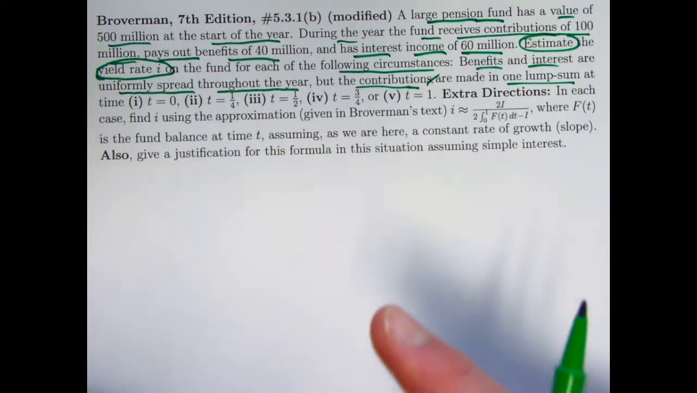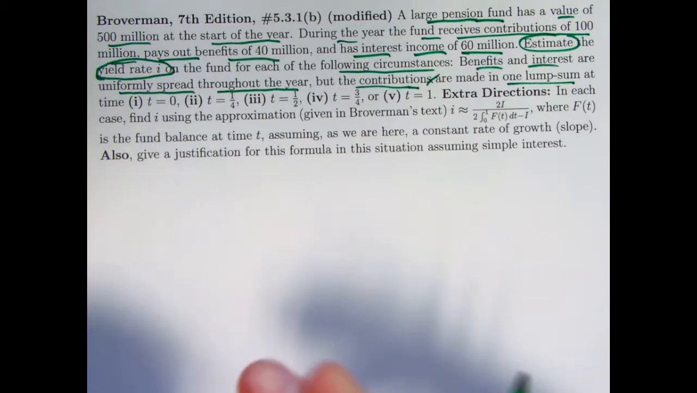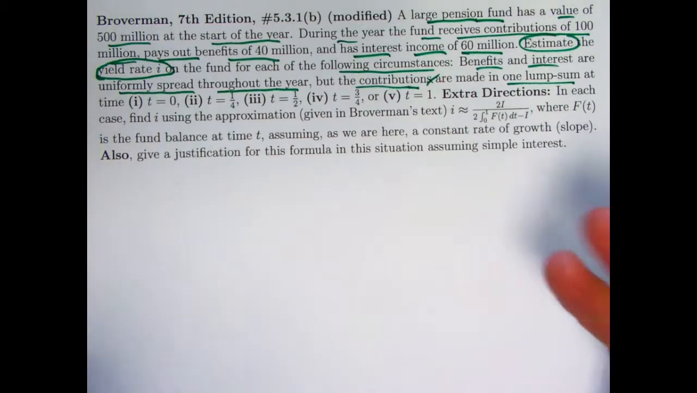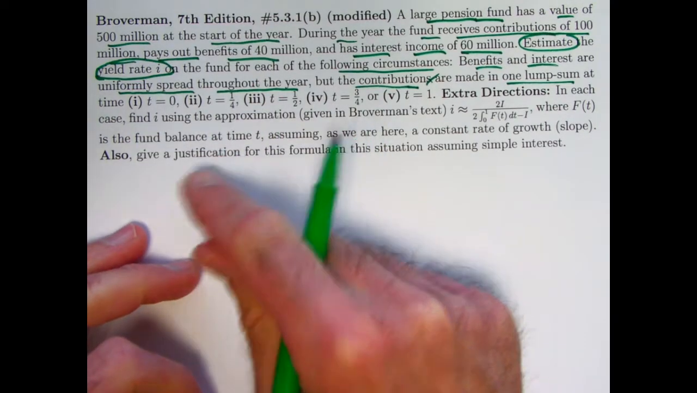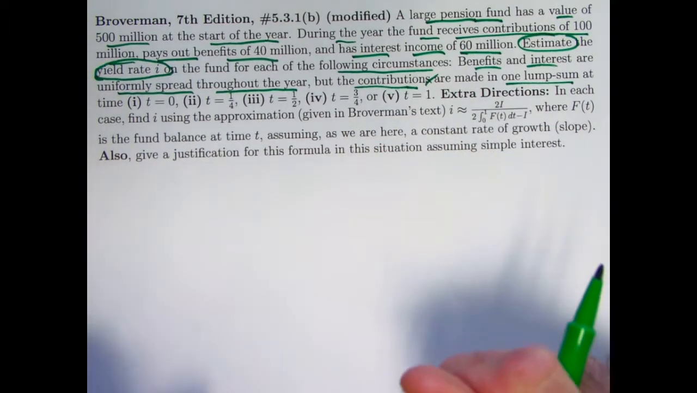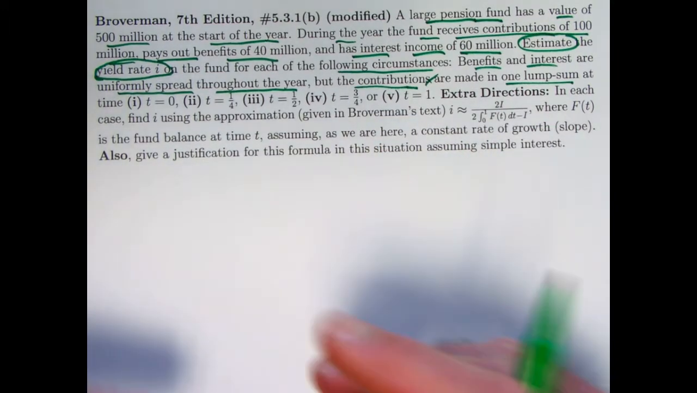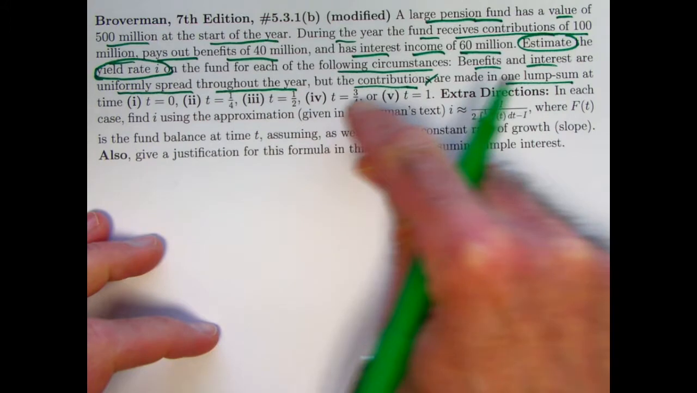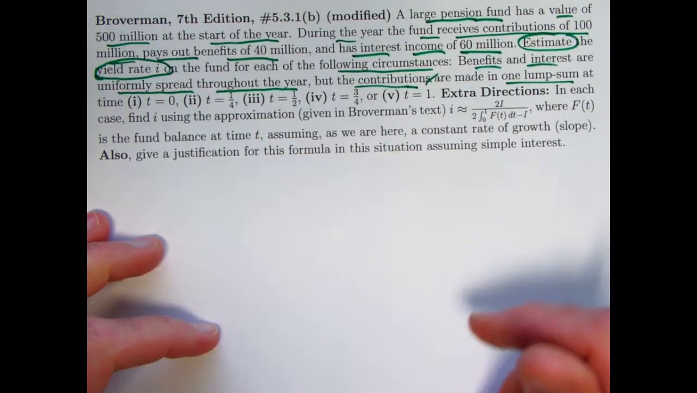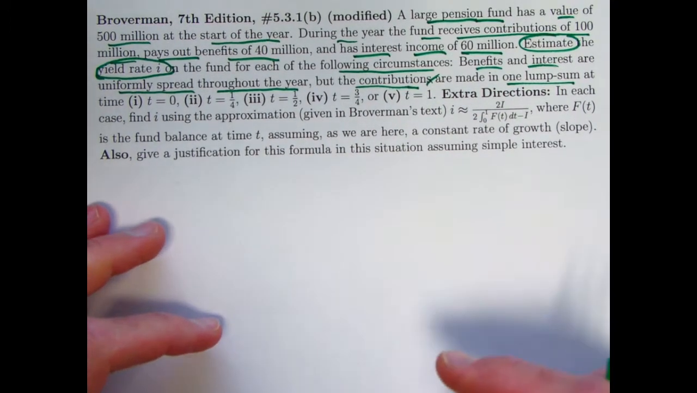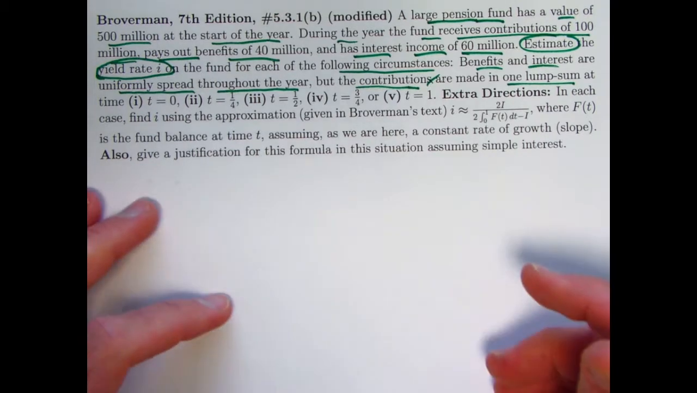I will say that I like to do this by coming up with a general formula for what the yield rate would be at an arbitrary time for this one lump sum contribution, and then use that formula to quickly find the answers for these 5 parts. Okay, that'll be more efficient. And I would be illustrating how to be efficient on this kind of problem.